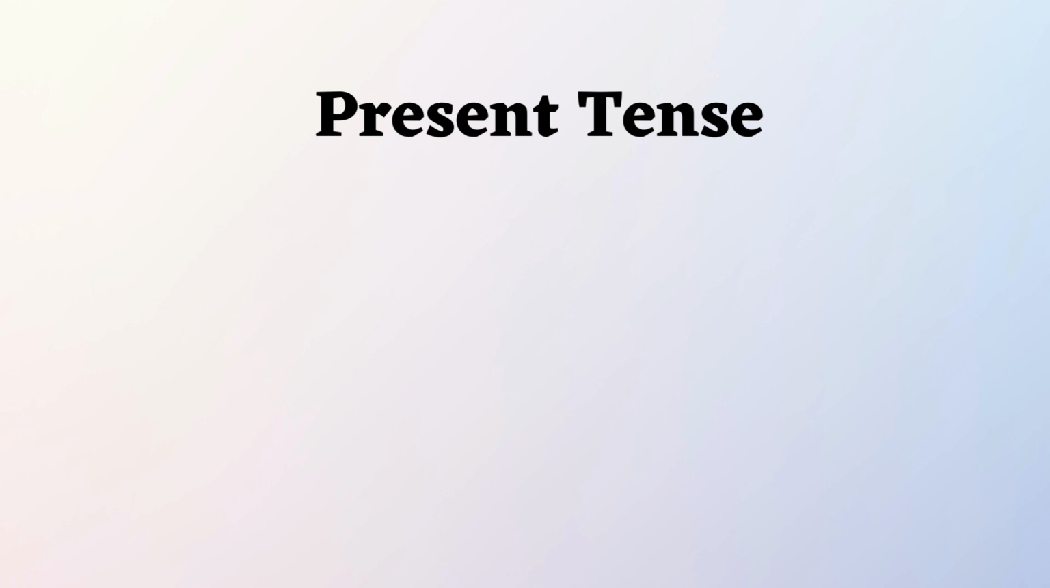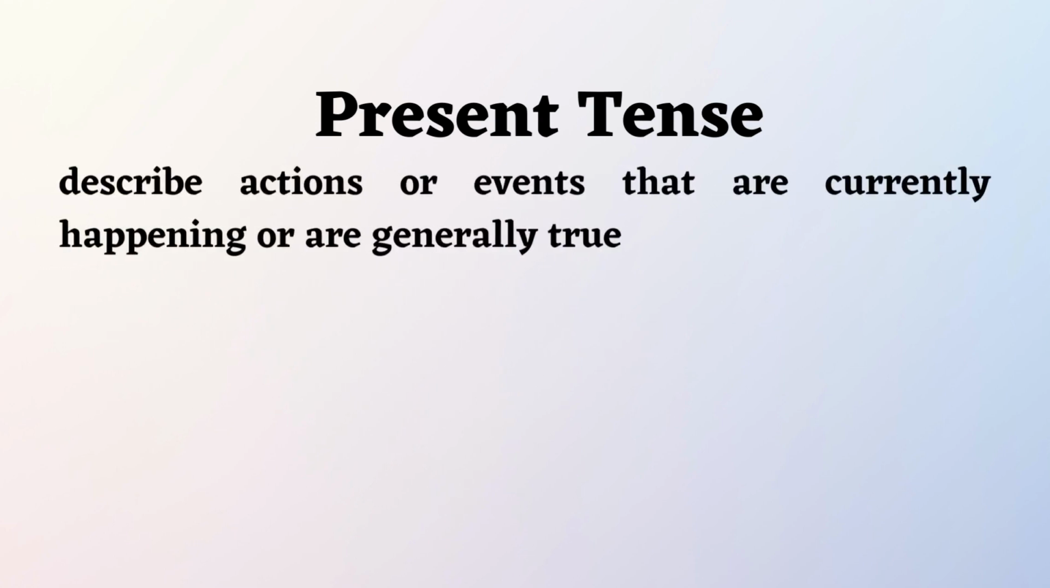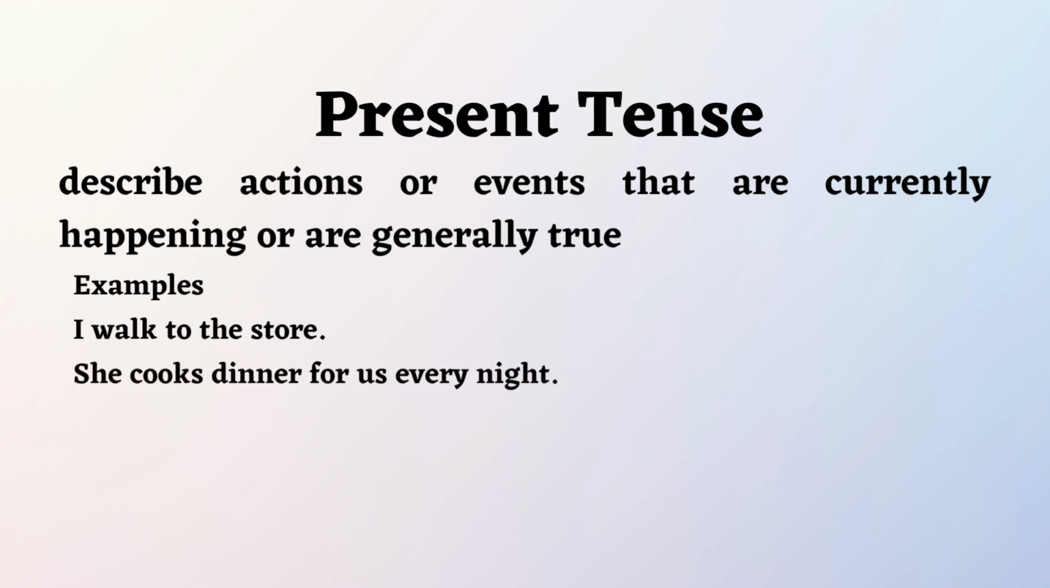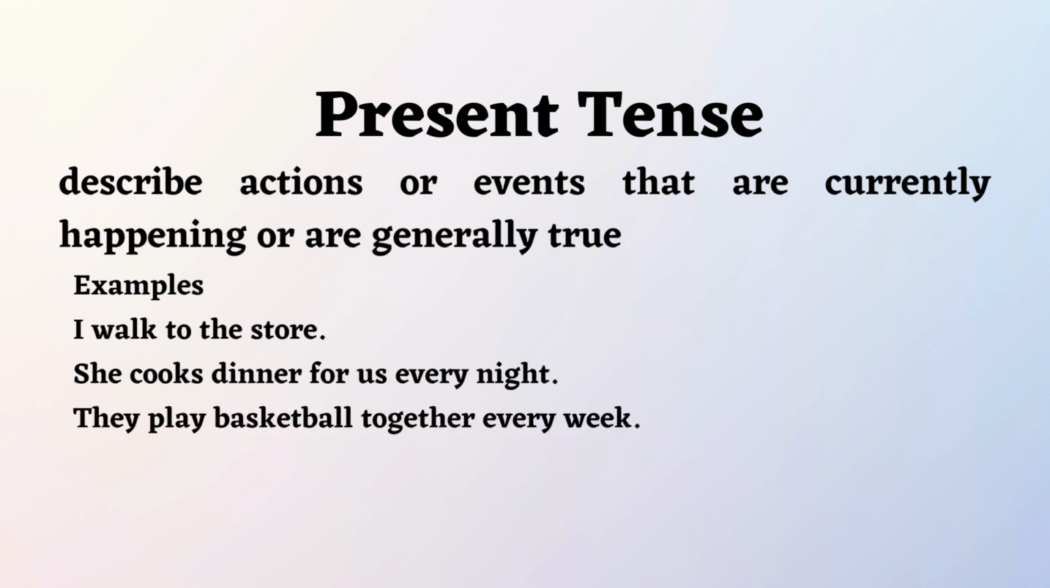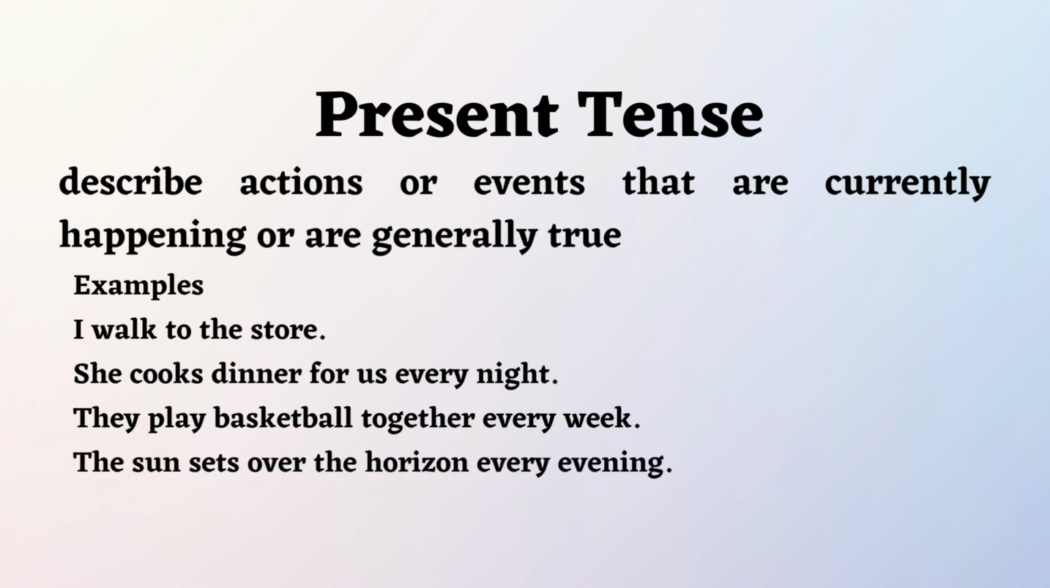Present tense describes actions or events that are currently happening or are generally true. Examples: I walk to the store. She cooks dinner for us every night. They play basketball together every week. The sun sets over the horizon every evening.